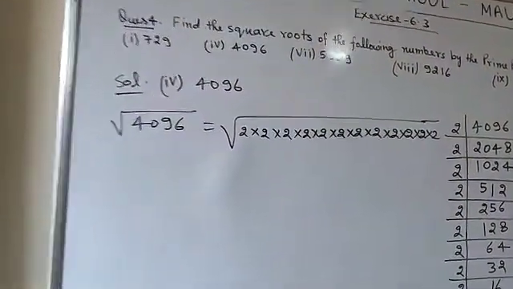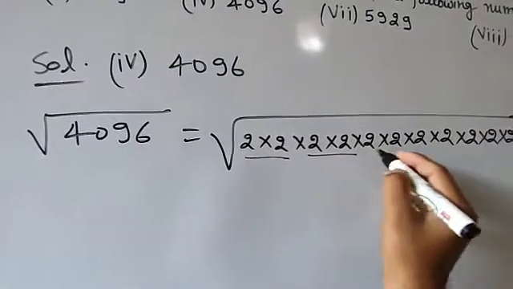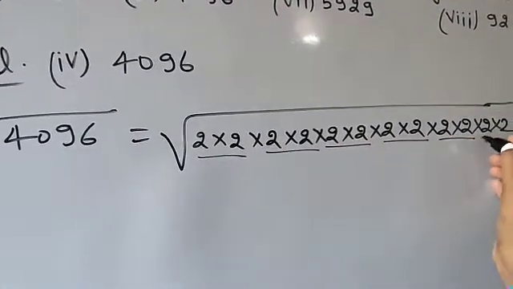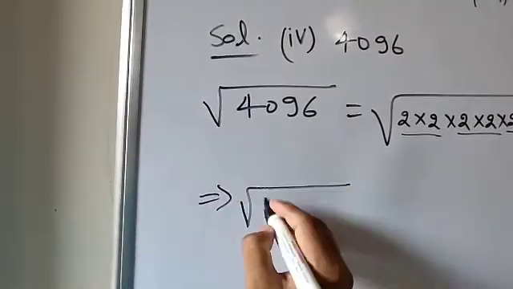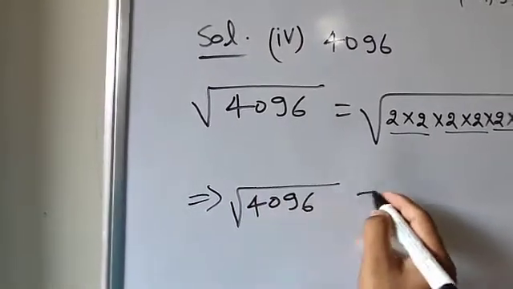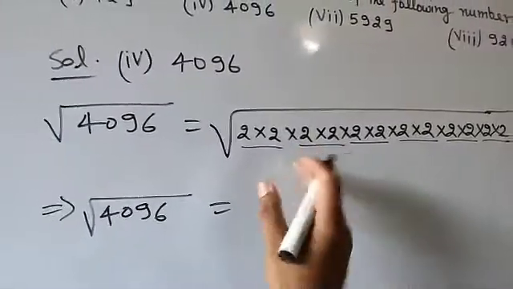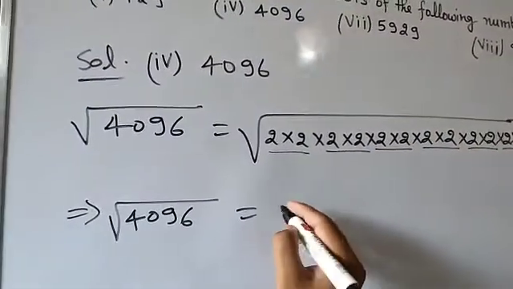Now you need to make the pairing. So here one pair, second pair, third pair, fourth pair, fifth pair, sixth pair. So all the numbers are in pairs. So it shows that square root of 4096 equal to, you will pick one number from each pair. So total 6 pairs are there, so 6 numbers you will get.